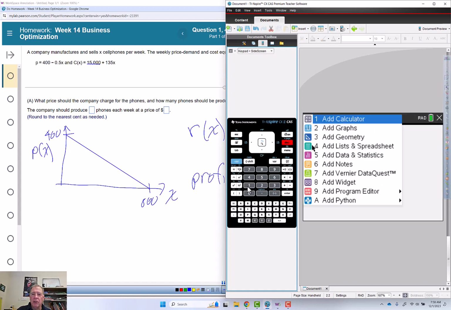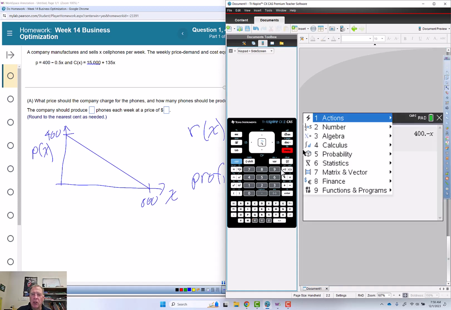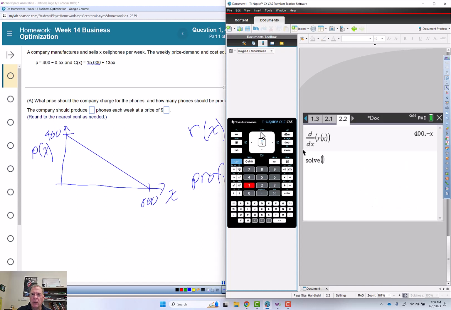Control Doc to put in a calculator page. I want to take the derivative of revenue because I want to maximize that. Control shift minus, put in the X, tab to get to the next rectangle. Revenue is a function of X. So 400X, menu algebra 1 to get a solve, set my marginal revenue equal to 0, and solve for X.